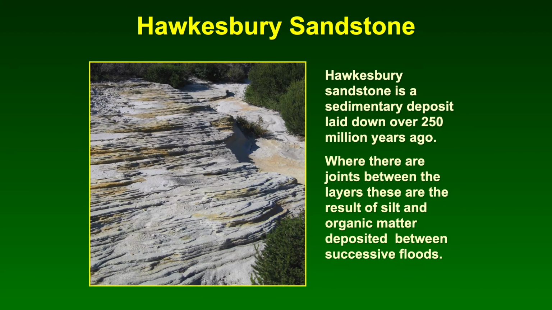Hawkesbury sandstone is made up of thin layers of sandstone. Each layer was once sand, deposited during a flood. The separation between each layer is the result of the silt and organic matter that settled on top of the layer of sand between the floods. The weight of the overlaying layers of sand compressed the lower layers into the solid sandstone rock that we find today.